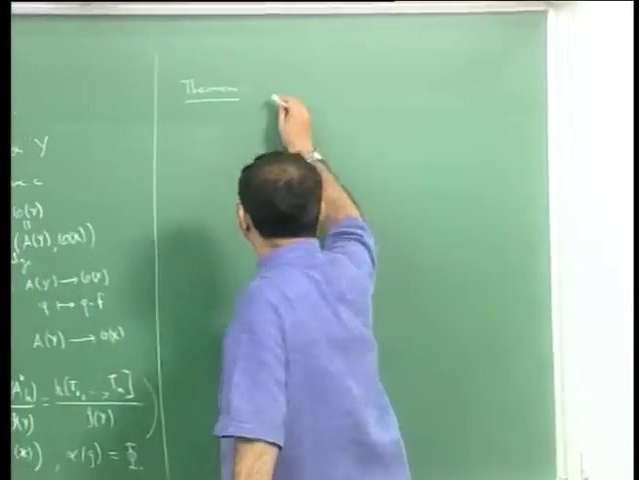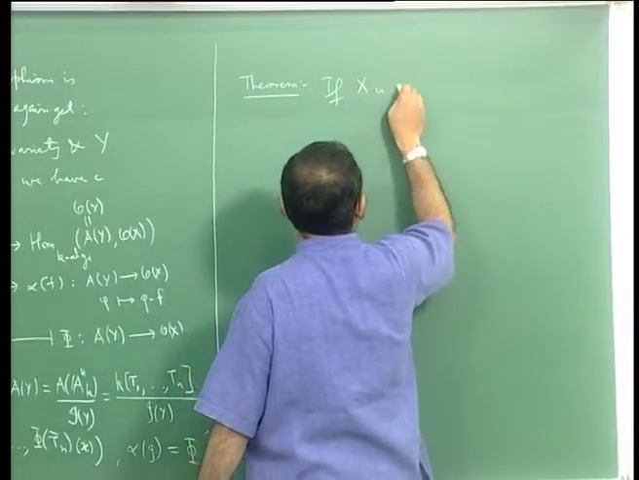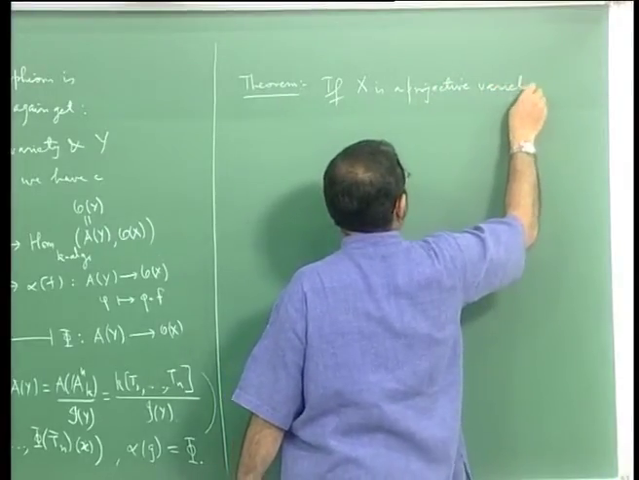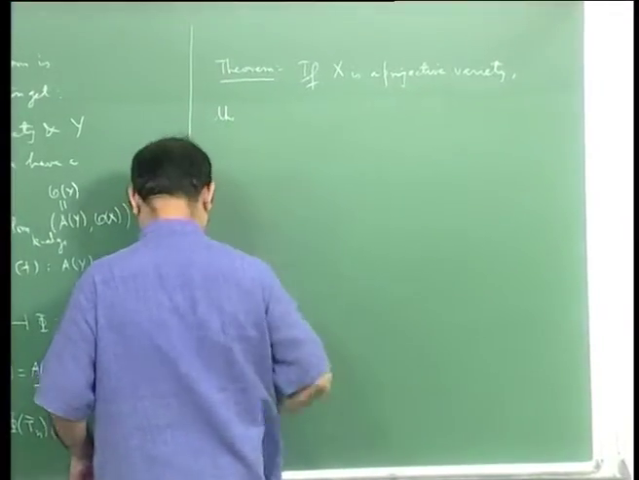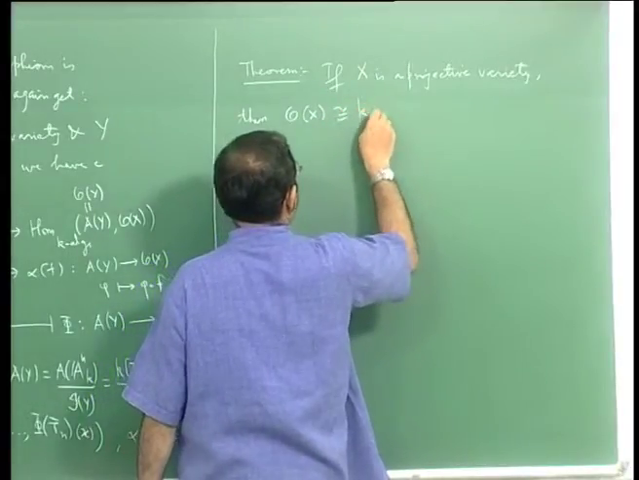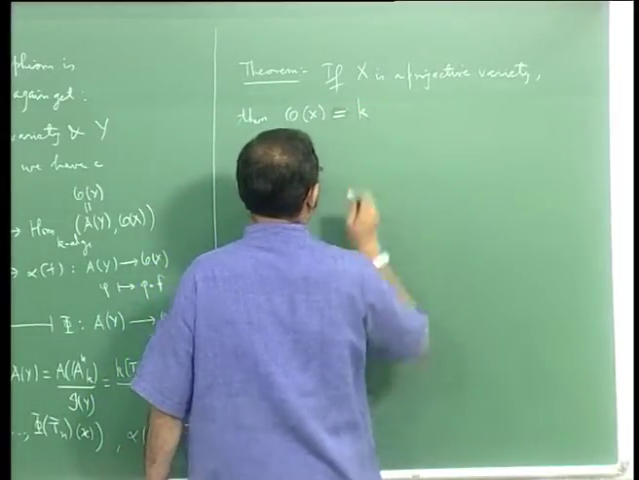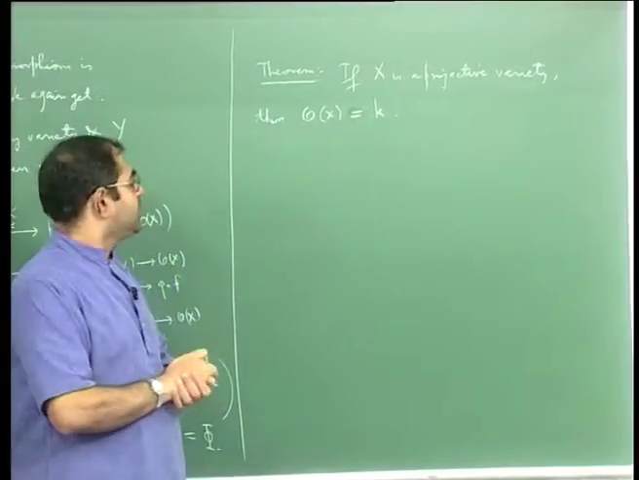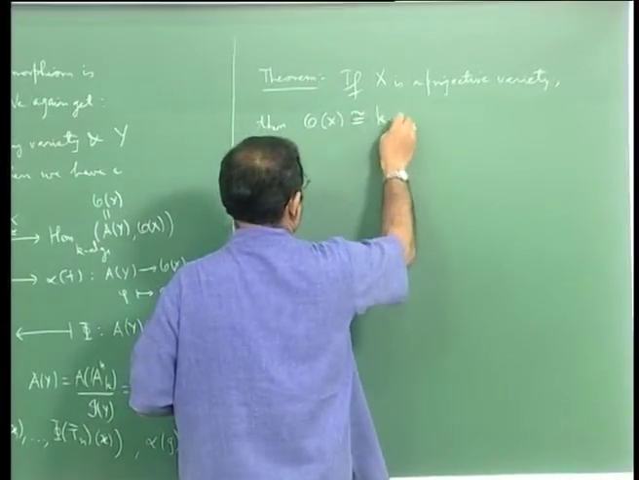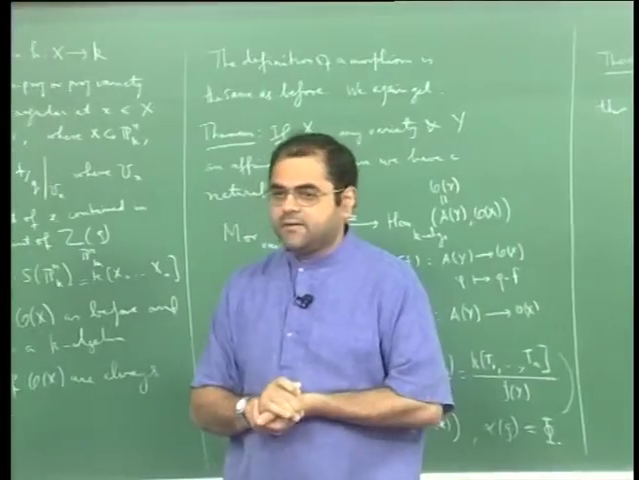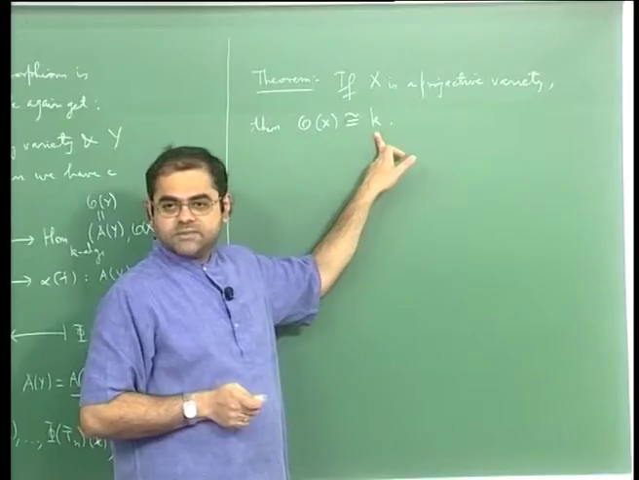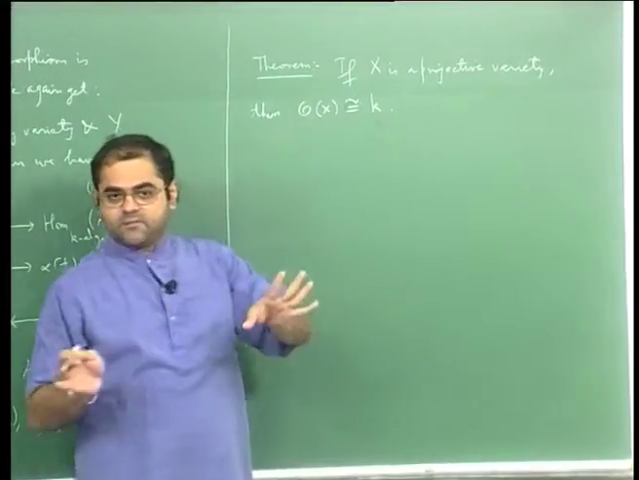So the theorem is that if X is a projective variety, then O of X is isomorphic to K. O of X is just K, where by isomorphism I mean that every global regular function is a function that corresponds to a constant, it is a constant function, and the only global regular functions are constant.